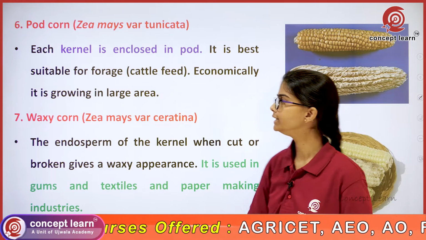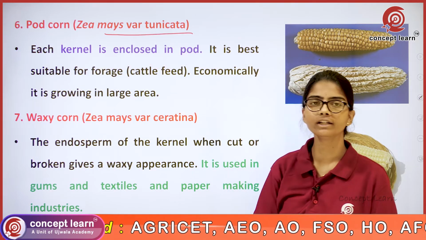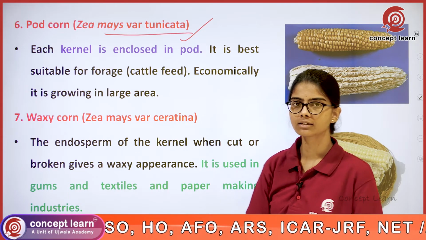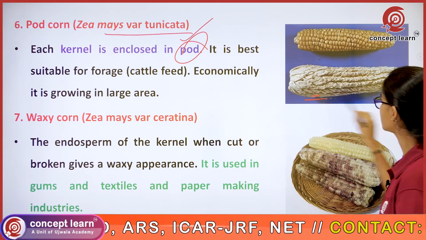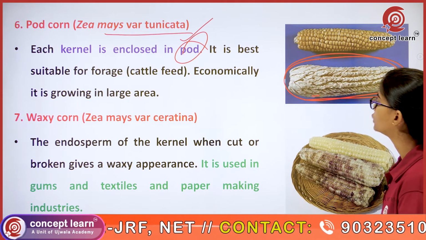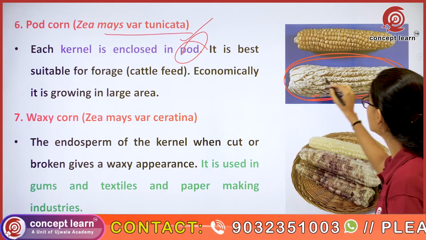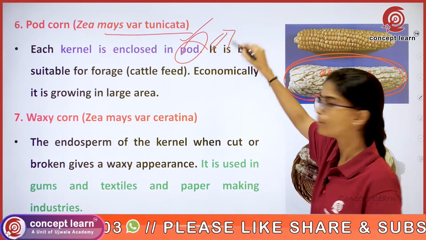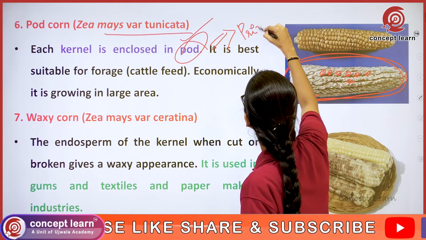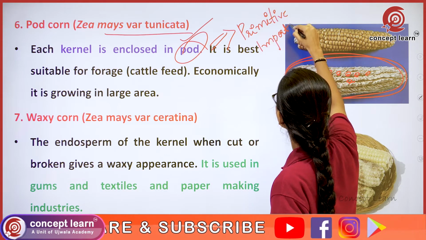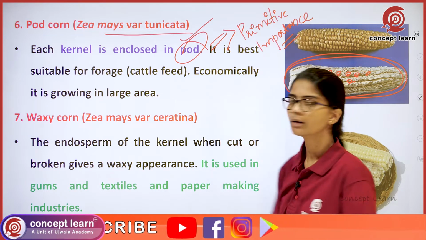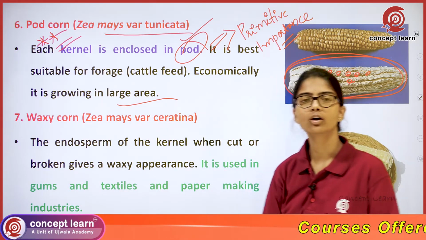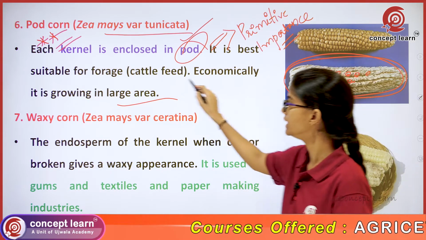And the other variety is pod corn. The scientific name of pod corn is Zea mays tunicata, and each kernel is present in a pod. Here we can see that this is the total maize crop and each kernel is present in a different pod. It is of very primitive importance, that means it is of less importance. It is mostly grown over a larger area and is also suitable for forage or cattle feed.